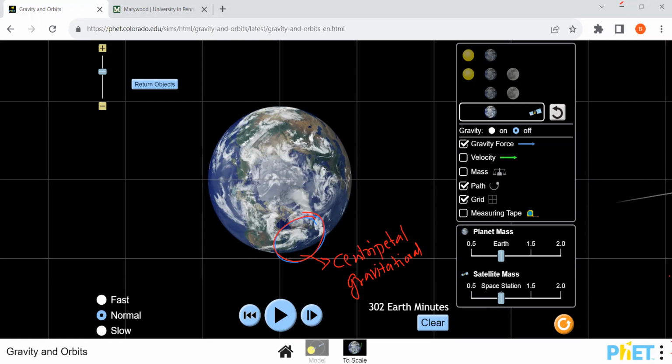So that is what I wanted to show you. We'll be learning about gravity and gravitational force in detail in the next lecture. Here, the thing I wanted to show is that if there is no centripetal force, it follows the tangential path.